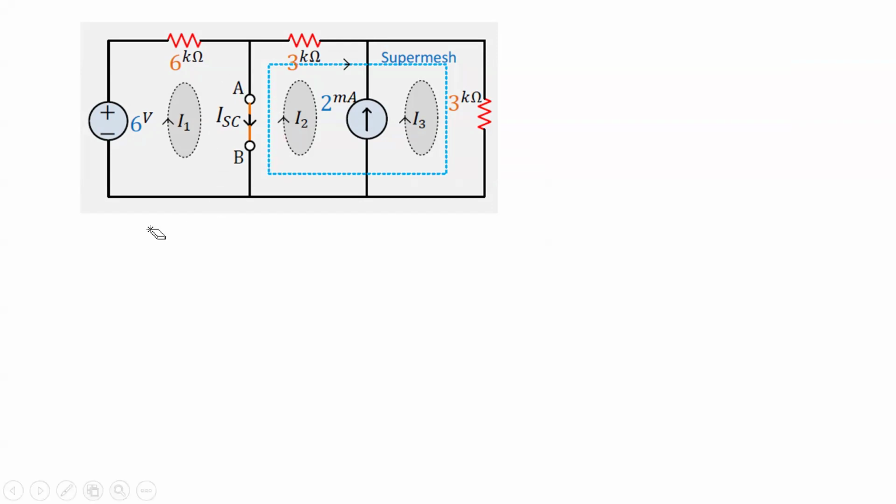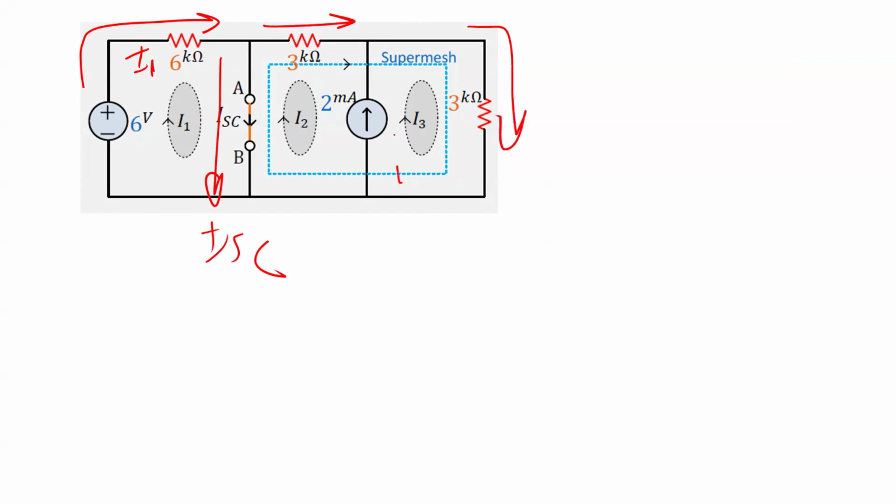So last time I told you, we can assume we have a current here, I1, whatever, and then we have here current I short circuit. We have current this way, we have current this way, and then we have current this way, and I can analyze the circuit this way.